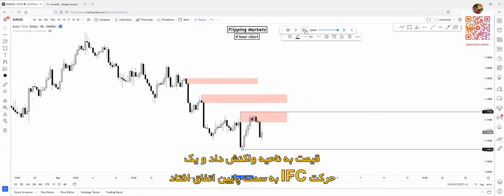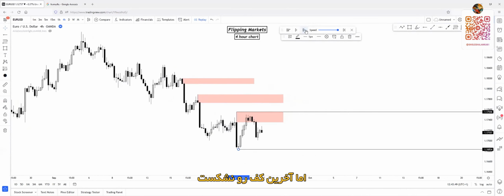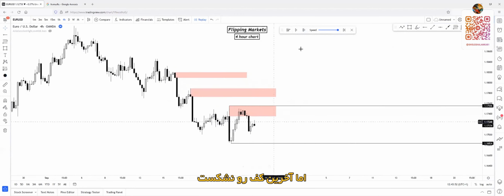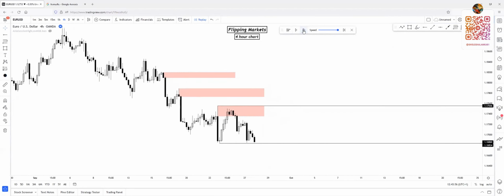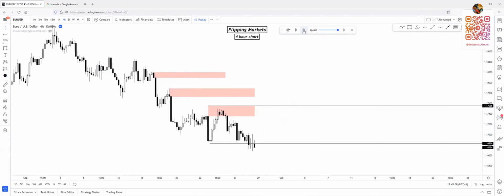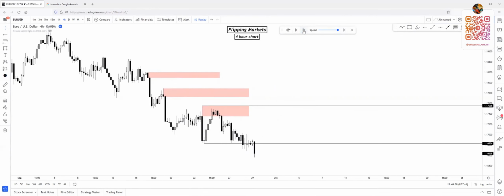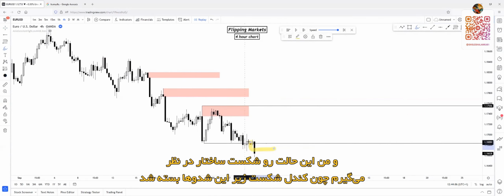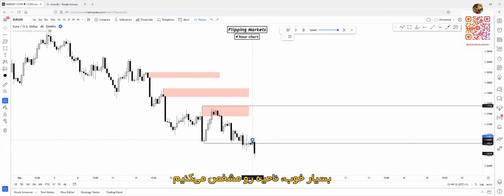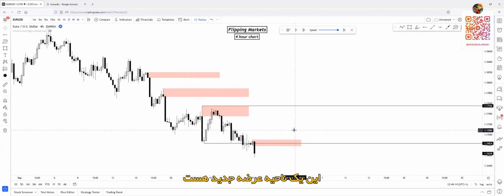Price reacted on that zone, created inefficient movement to the downside, but didn't break below the last low point. And it broke below because all of these breaks were just weak breaks. So I will count this as a real break of structure because it broke below the zone with a body close. Okay, let's just mark out this zone. This will be our new supply zone.